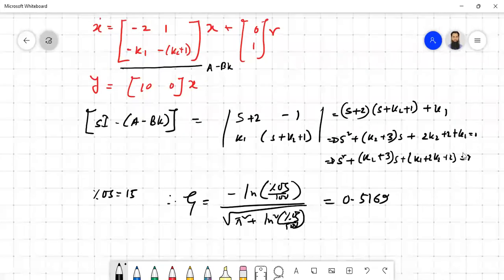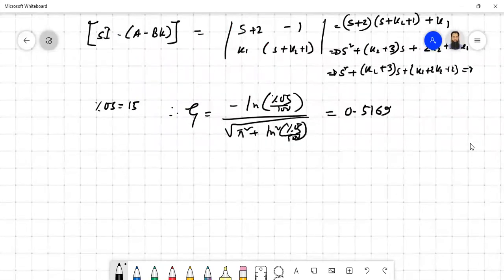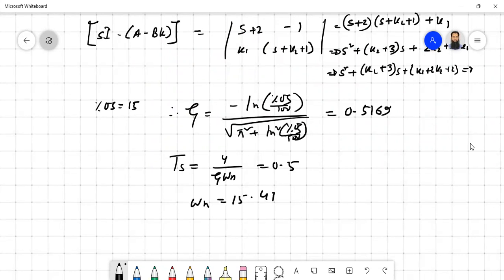And also from the settling time, t s equal to 4 by zeta omega n, and ts is given as 0.5. So plugging the values, also you can plug the value of zeta, that will give you omega n equal to 15.476 or 15.477 as well. And you can also find zeta omega n as 4 by 0.5, that is 8.